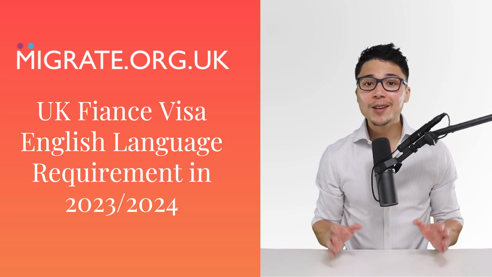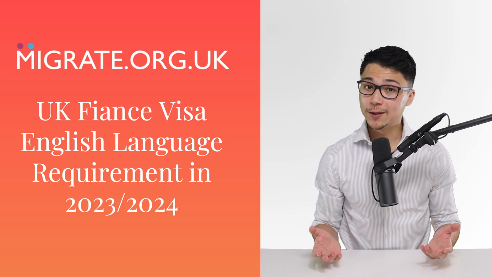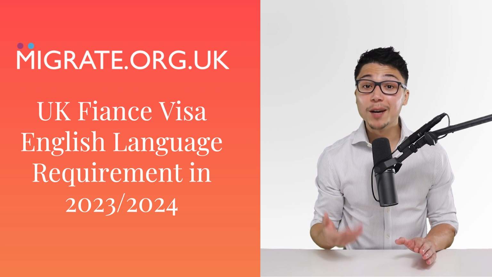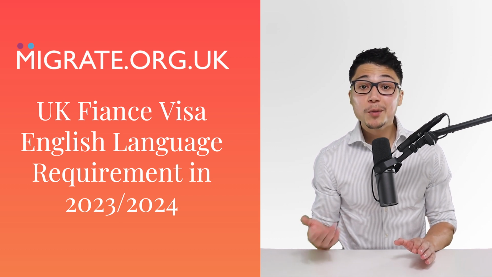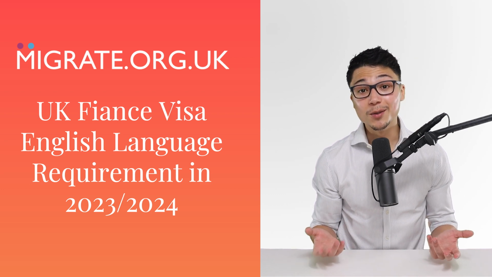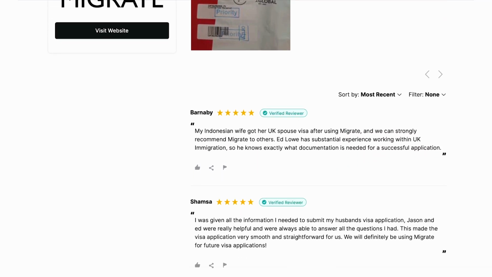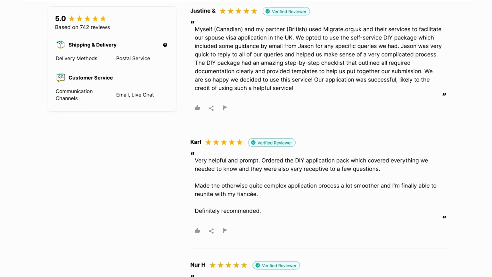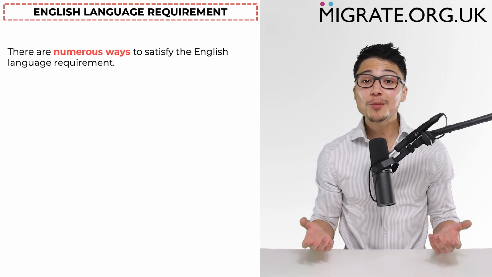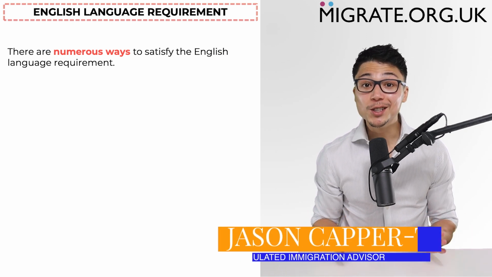In this video, we're going to discuss the English language requirement as it relates to UK fiance visas. Also, if you're considering applying for a UK proposed civil partnership visa, since the immigration rules are identical in all but name, this video will also be helpful to you. As an OISC-regulated UK immigration law firm specialising in UK partner visas, we are very well placed to discuss this. There are numerous ways that you can satisfy the English language requirement. We will now discuss each of them in turn.